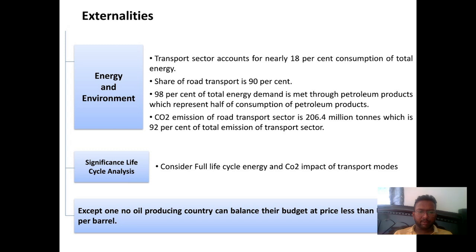Significance of life cycle analysis: consider the full life cycle energy and CO2 impact of transport modes. Except one, no oil producing country can balance its budget at less than 100 US dollars per barrel.